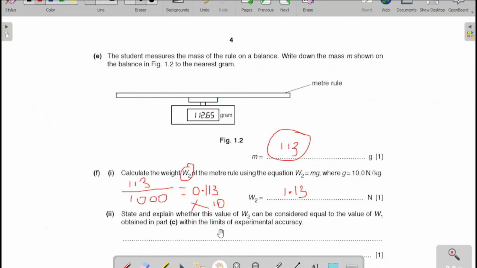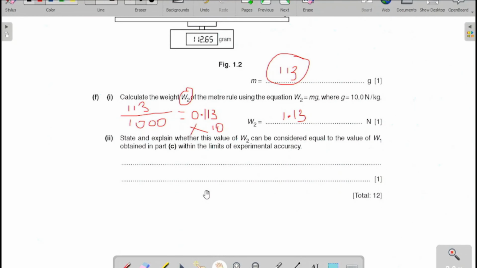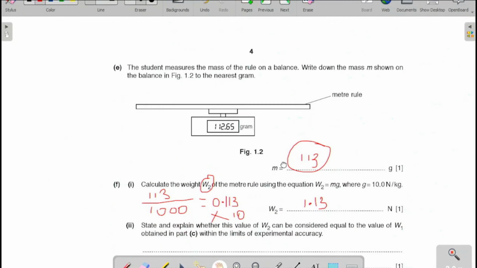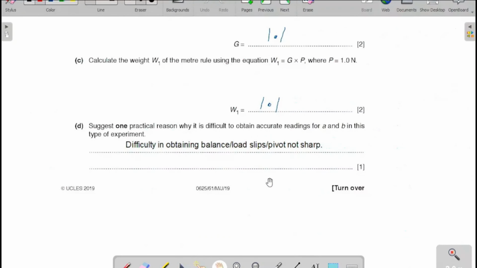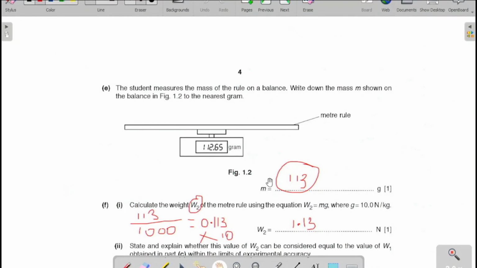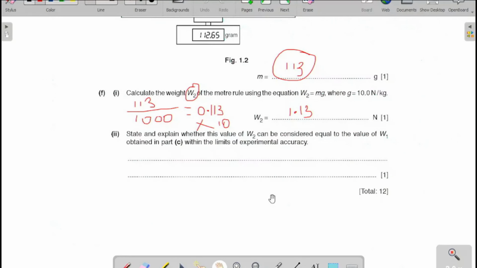1.13. The next question is for you to state and explain whether this value W2 can be considered equal to the value of W1 obtained in part C. What was W1? 1.1 and W2 is 1.13. What is the difference? In fact, the two can just be rounded to the same. So I will say yes.